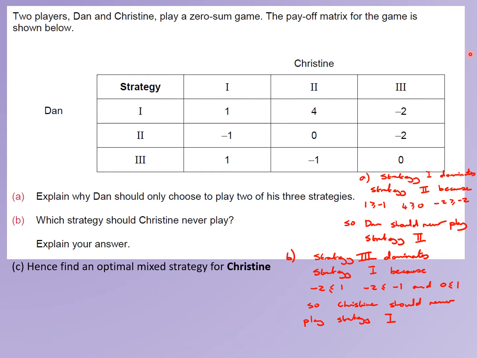And then for B, we can see that for Christine, strategy 3 dominates strategy 1. Again, giving reasons. -2 is less than or equal to 1. Remember that small numbers are better for the person who's on columns. -2 is less than or equal to -1. 0 is less than or equal to 1. So we've given the reasons. So therefore that tells us that Christine should never play strategy 1.